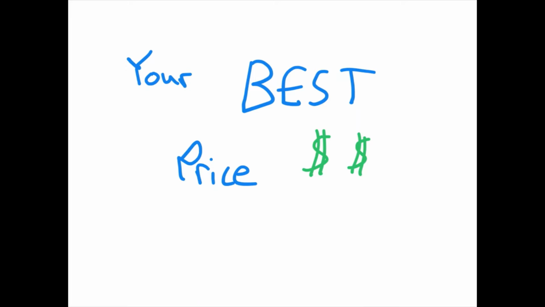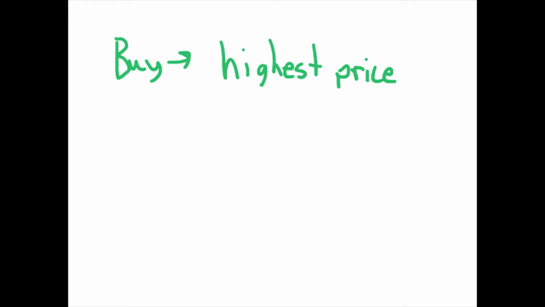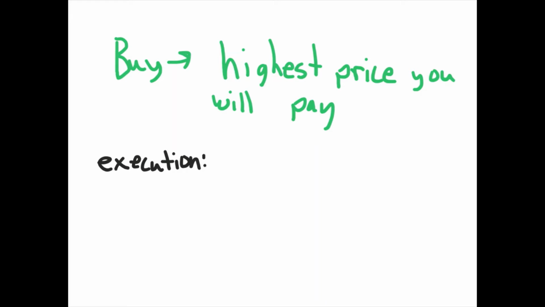A limit order is your best price. Now, what do I mean by that? Well, let's get into that. So if we're buying, we're specifying with a limit order the highest price that we are willing to pay for the security. And this will execute if we can get that price or less, because it will give you a better price as well. And when you're buying, you want to pay less.